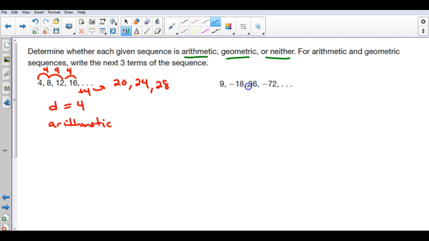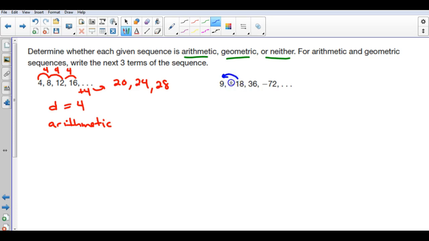Next problem then, notice we're alternating back and forth between positives and negatives. So it doesn't look like it would be arithmetic. It does not look like I'm adding the same amount every time, because if we were adding the same amount, it would keep going positive or it would keep going negative. It wouldn't keep going back and forth between them. So what I'll do is check for geometric.